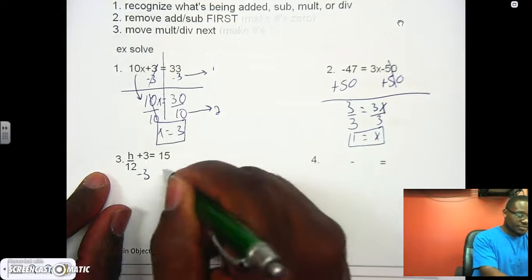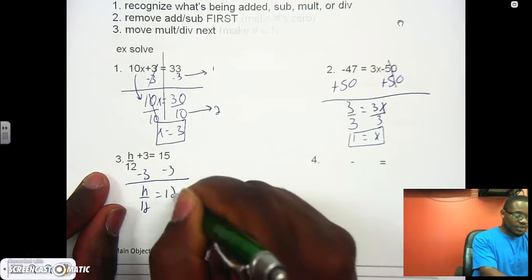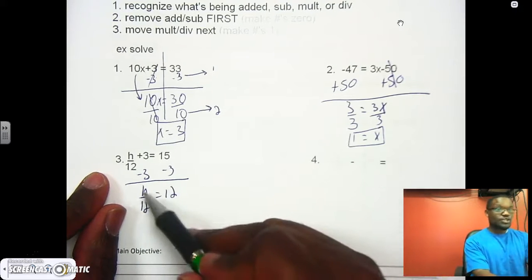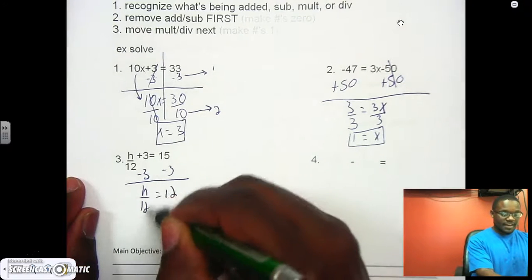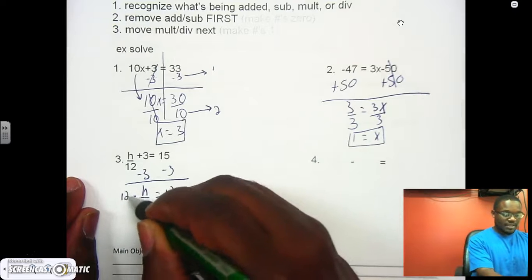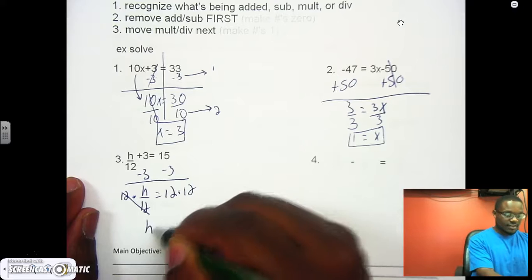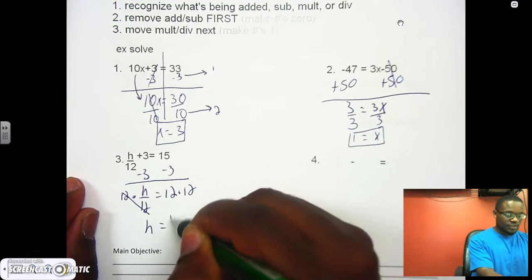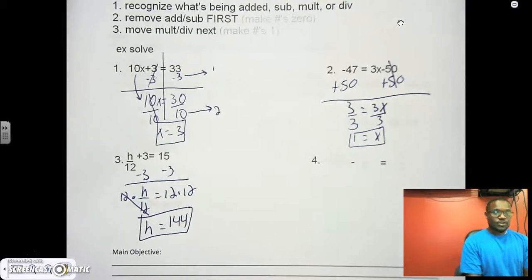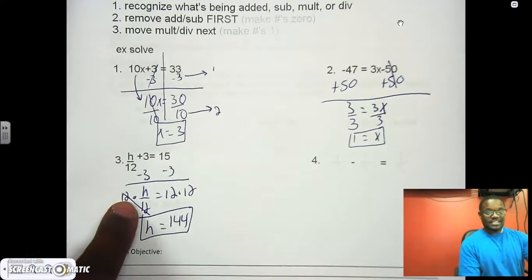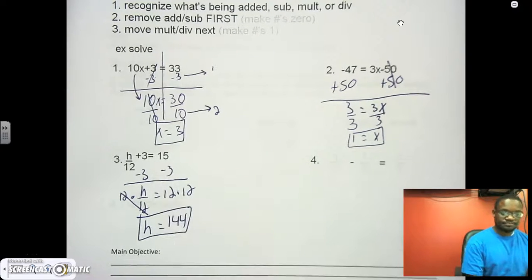So I subtract 3 from both sides. That leaves me h over 12 equals 12. Now, how do I undo division? We talked about this last week. Since this is divide, I have to multiply by my denominator on both sides. That causes those two to cancel out, and I'm left with 12 times 12, which is 144. So you're either going to multiply or divide on your second step. You're either going to add or subtract on your first step.